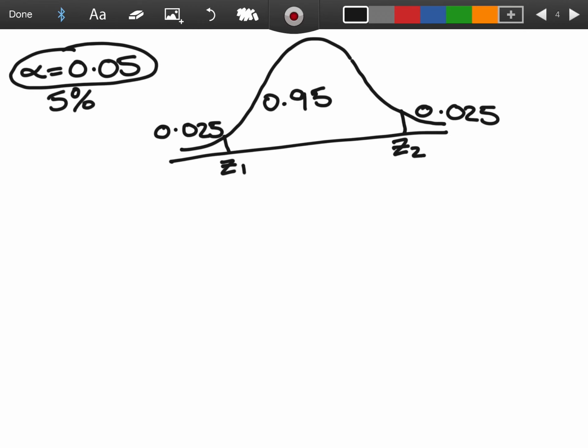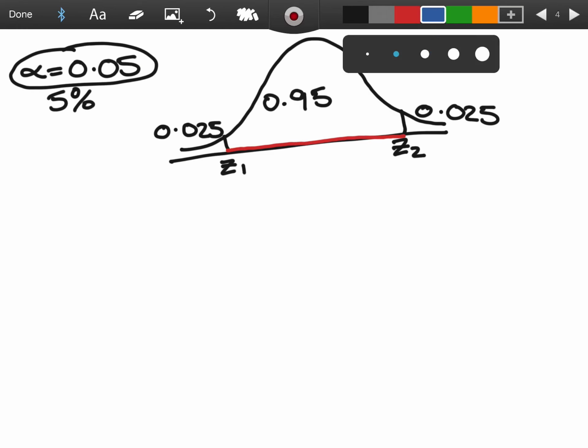Any z-score that falls inside that range, so any z-score that falls between these two values, we're going to fail to reject our null hypothesis. We're going to accept what that null hypothesis says. Okay? Anything that falls outside of that range, so anything that is less than that z1 value or greater than that z2 value, means that we're going to reject that null hypothesis in favor of the alternative.